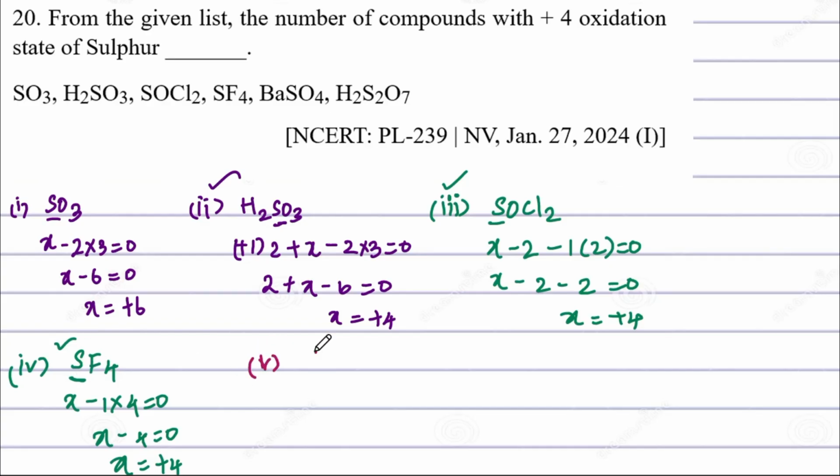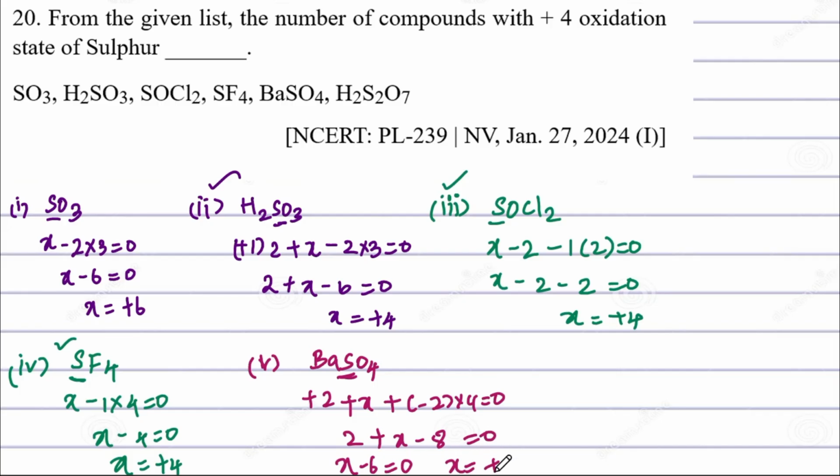Next compound is BaSO4. Barium is a group 2 element. For group 2 element, the oxidation state is +2. Then the unknown element X plus oxidation state of oxygen is minus 2 into 4 equal to 0. So 2 plus X minus 8 equal to 0. So X minus 6 equal to 0 and the value of X is +6.